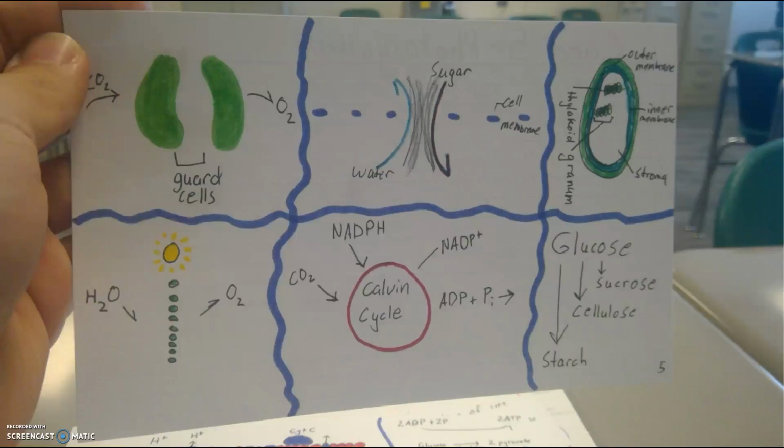Animal cells lack the capacity to perform photosynthesis, so they undergo cellular respiration to produce energy. The formula for cellular respiration is C6H12O6 plus 6O2 equals 6H2O plus 6CO2 plus ATP. This is the opposite of photosynthesis.